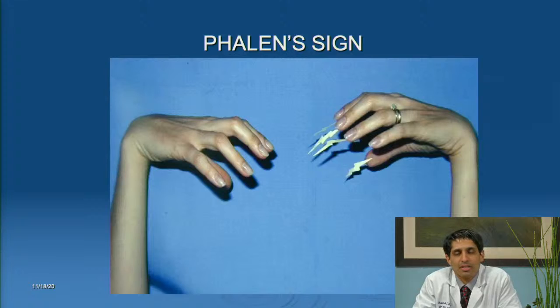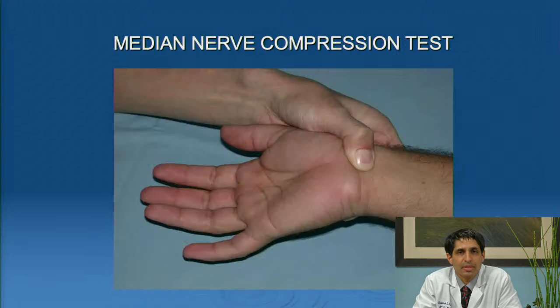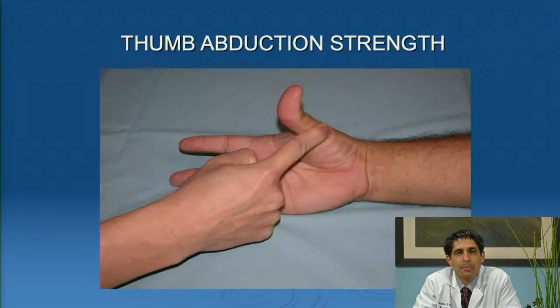We also have Phalen's test, when you have your wrist flexed for a period of time, and it exacerbates some of the symptoms that you have in your fingertips, and that can be a sign as well. This is the median nerve compression test. This is probably the best physical exam test that we have, where you put pressure on the nerve just at the level where that nerve goes into the carpal tunnel, and then we hold it there for about a minute or so and see if the sensations of numbness and tingling get exacerbated.